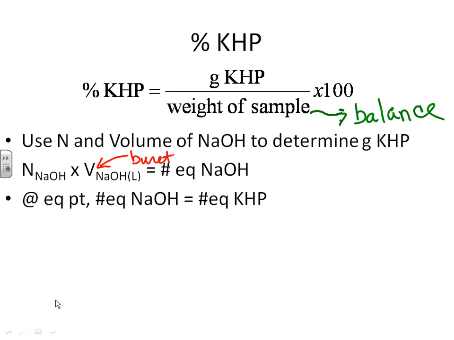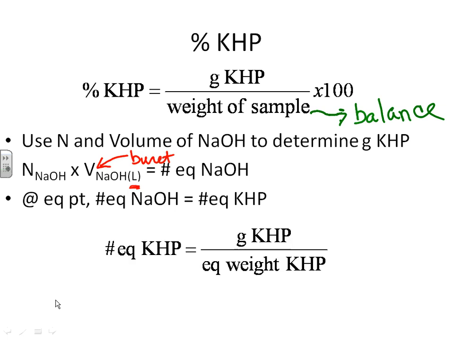So we do the normality, which we previously determined, times the volume that we get from our burette. That gives us liters, so we do have to convert. That gives us the equivalents of NaOH. Equivalents of NaOH will equal the equivalents of the KHP. And we can then determine the grams of KHP by once again going back to this idea. Number of equivalents KHP is equal to grams KHP divided by equivalent weight KHP, which hopefully you remember from the previous slide.